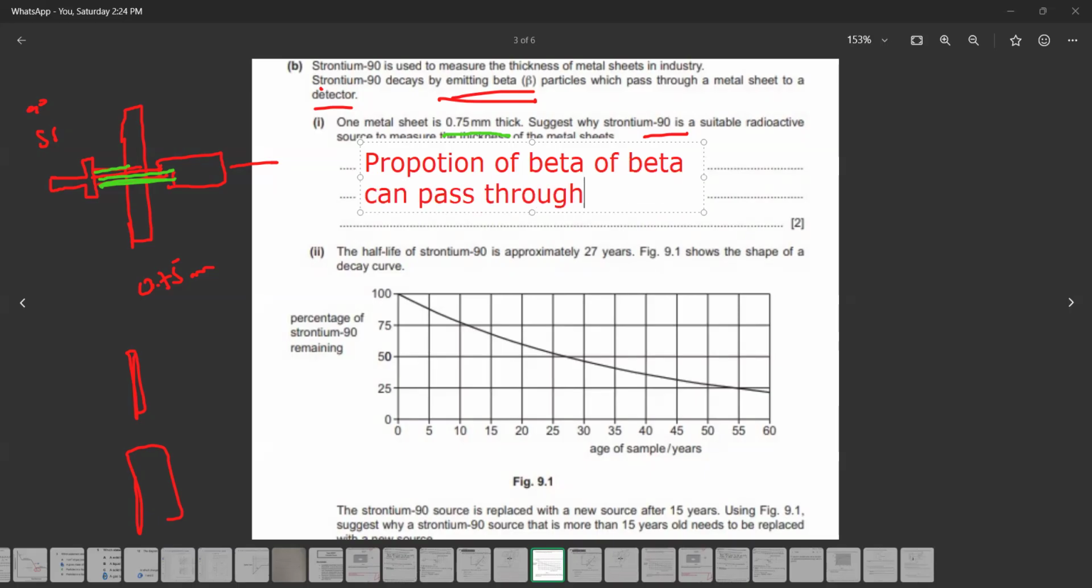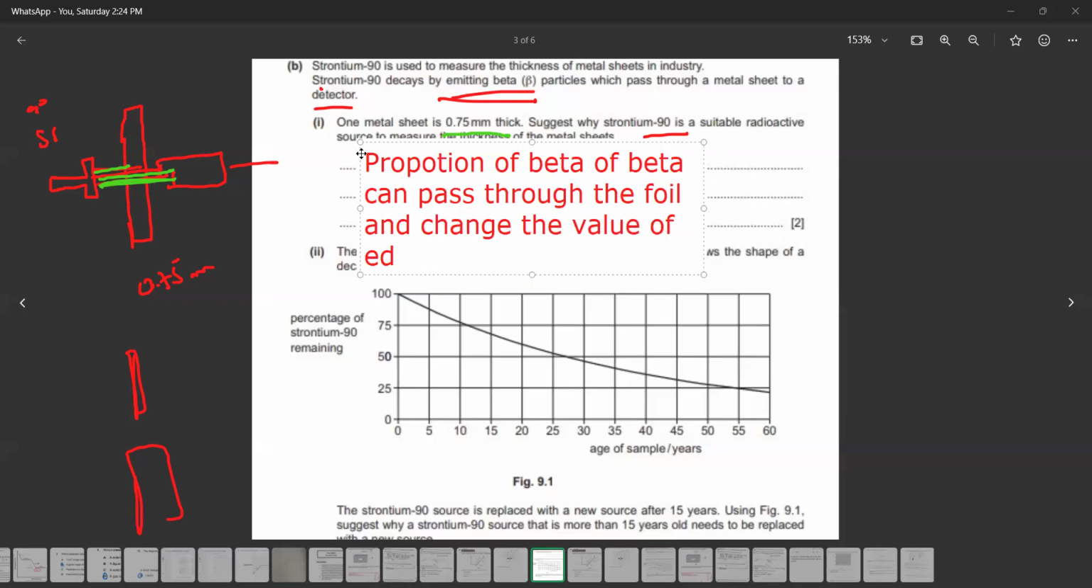Can pass through the foil and changes the value on the detector if the thickness changes. But you can write a reverse argument here.